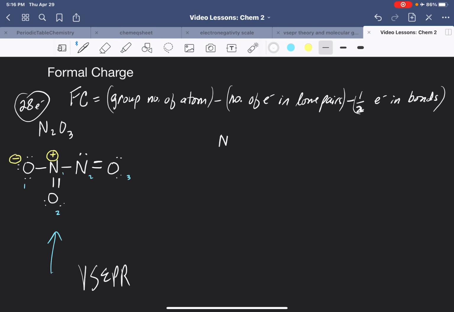You've got this nitrogen to this nitrogen bonded here.